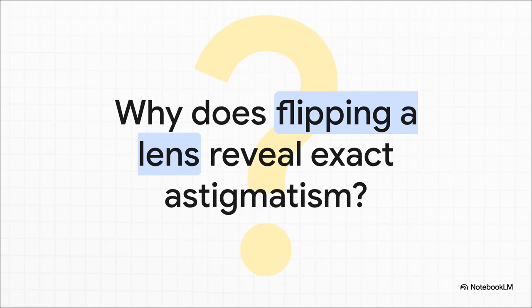So picture this. You've got a patient sitting in your chair. Why does flipping a lens with a zero spherical equivalent magically reveal their exact astigmatism? It's a tool we use dozens of times a day in the clinic, yet the beautiful optical physics behind it often remain a complete mystery, especially when you're first starting out.